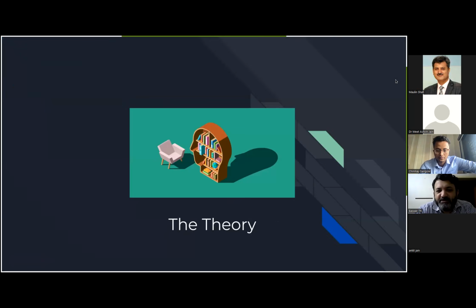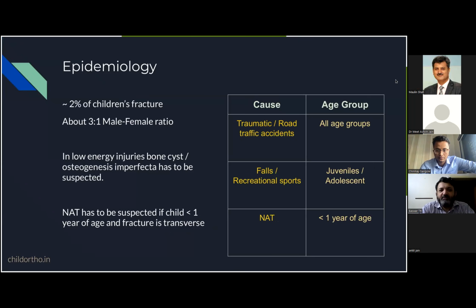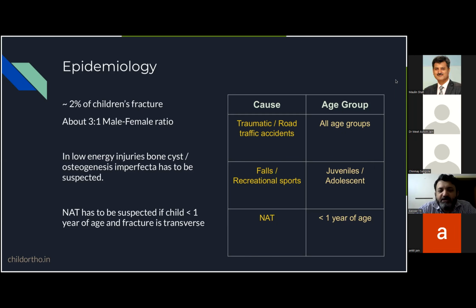So the theory first. It makes up about 2% of children's fractures in total. Male children are more active and probably more involved in sports, and the possibility of them getting injured in road traffic accidents is more, so maybe there is a skewed gender ratio here. Generally, the cause of the fracture ranges from very low energy falls, like falls from mother's lap or while playing, all the way to high energy trauma.